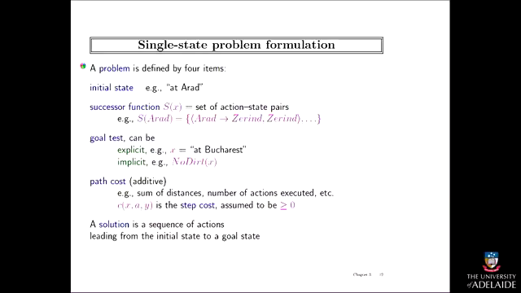So we're going to define the step cost. So this is the cost of each step that we take. We'll assume that it has to be greater than or equal to 0. And we'll call it C, where X is the state that you start in, A is the action that you perform, and Y is the state that you end up in. And C is the cost associated, or the path cost associated with that action. And then a solution is just a sequence of actions leading from the initial state to the goal state.